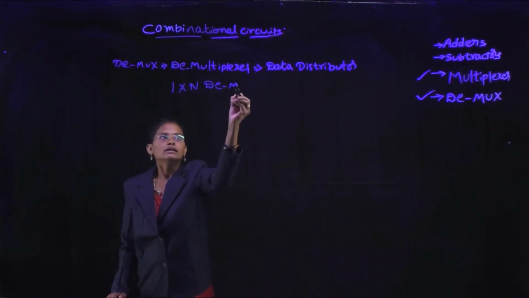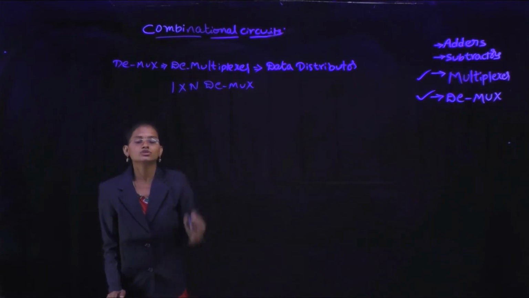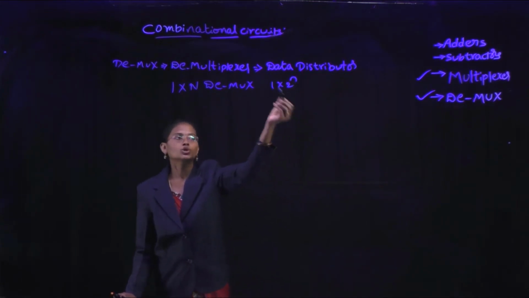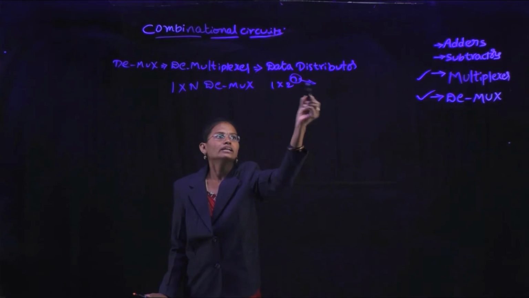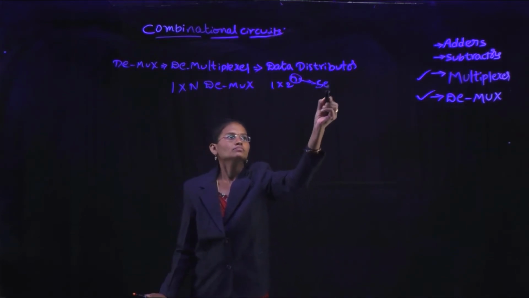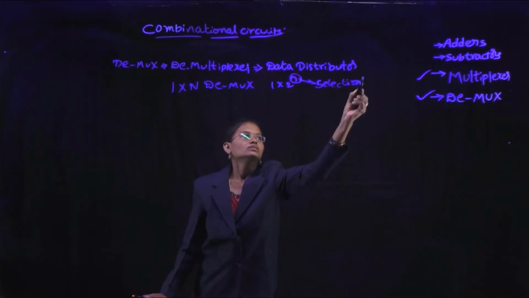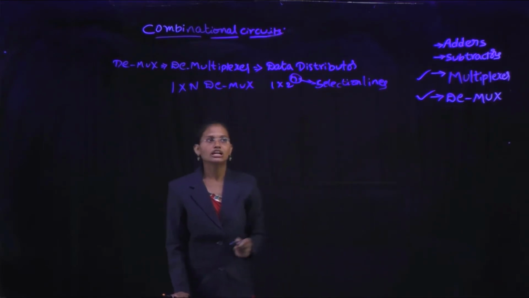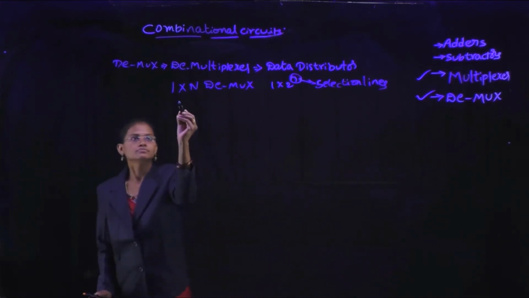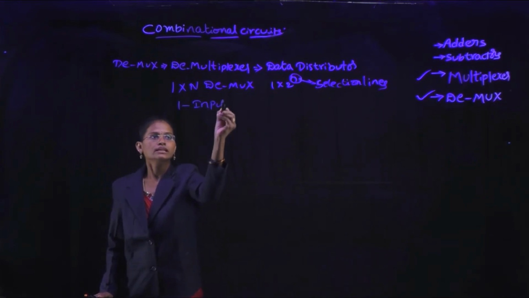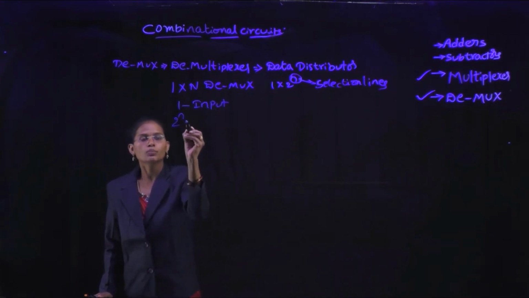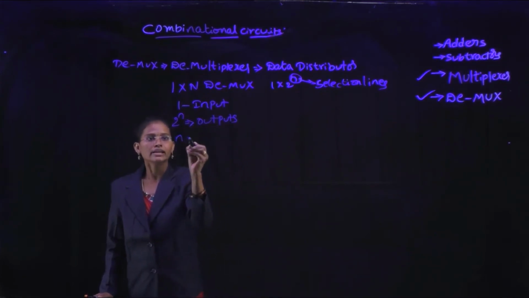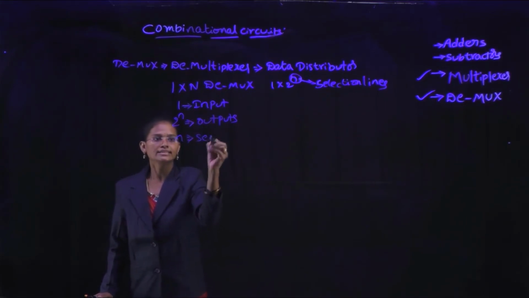This is demux. Here also selection lines are there, that is 2 power n. Here n indicates the selection lines. Single input and produces 2 power n number of outputs and n selection lines.